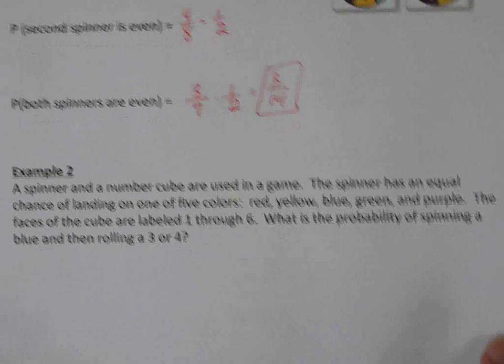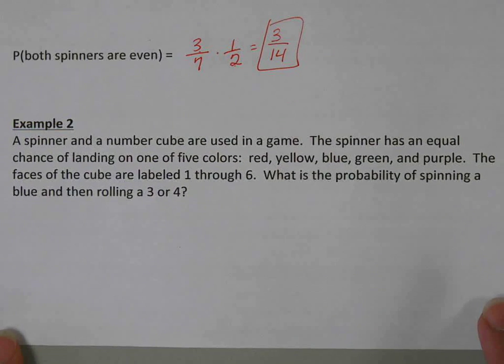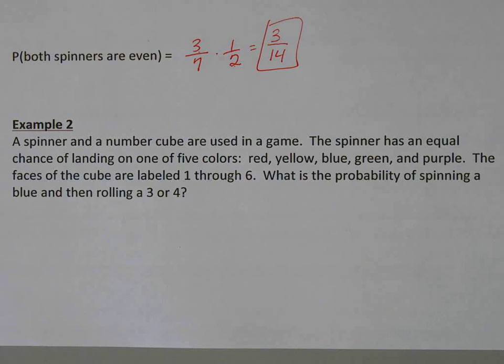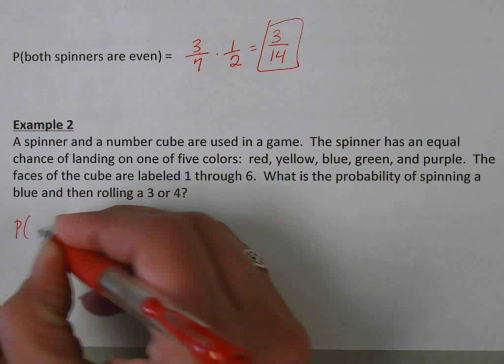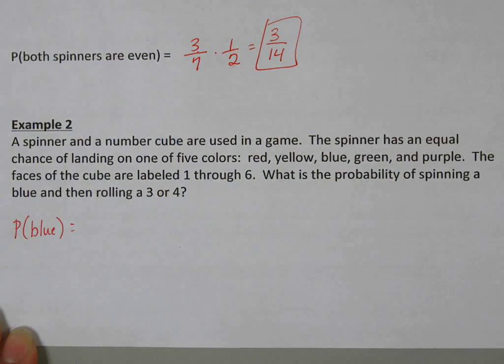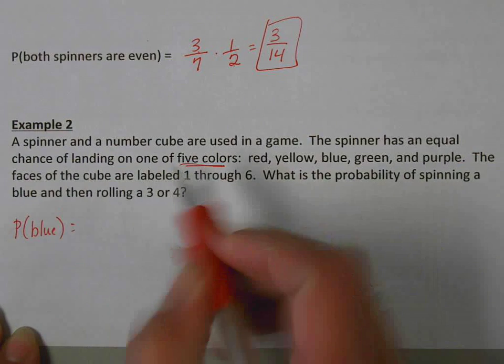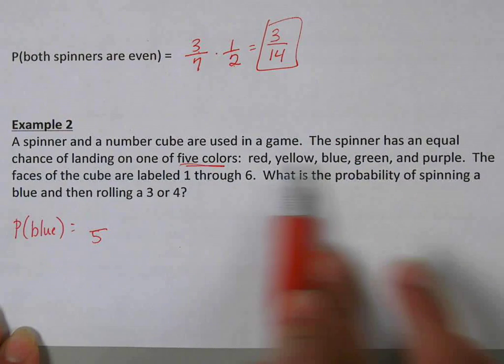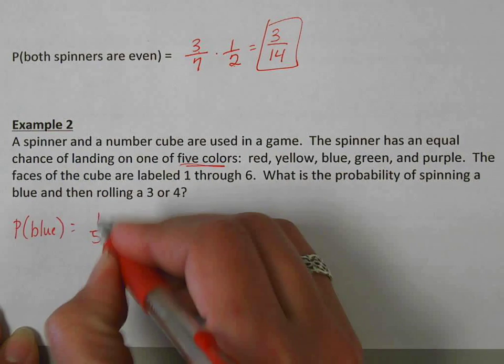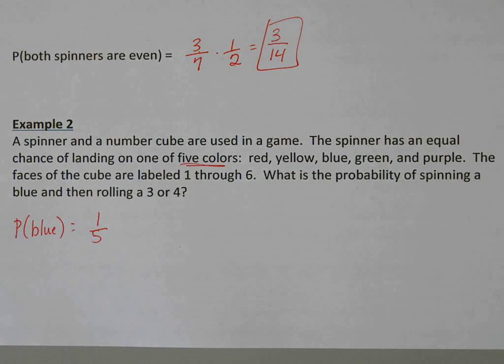Okay, let's look at another example. A spinner and a number cube are used in a game. The spinner has an equal chance of landing on one of 5 colors: red, yellow, blue, green, and purple. The faces of the cube are labeled 1 through 6. What is the probability of spinning a blue and then rolling a 3 or a 4? So we're going to find the probability of spinning a blue first. I have a spinner with 5 colors, so my total is 5. And I want to know the probability of blue. And there's only one blue section, so the probability of blue is 1/5.